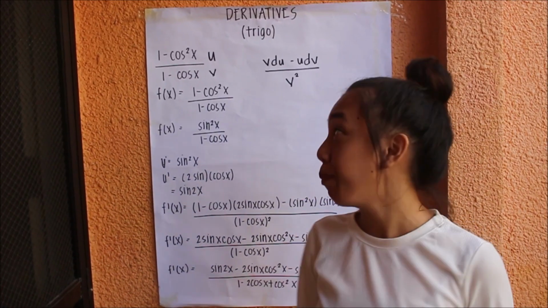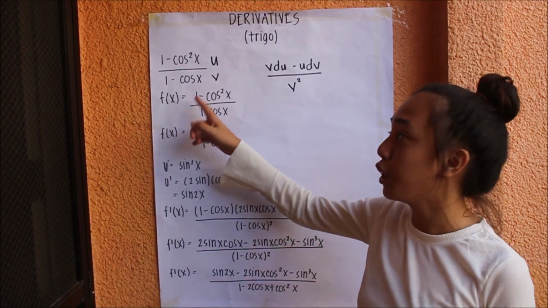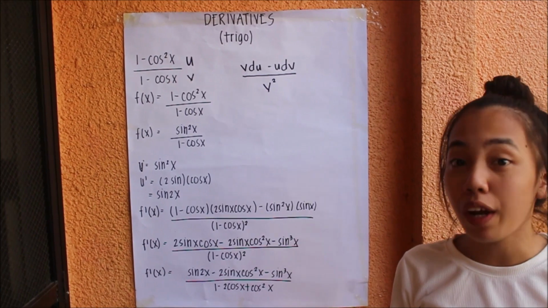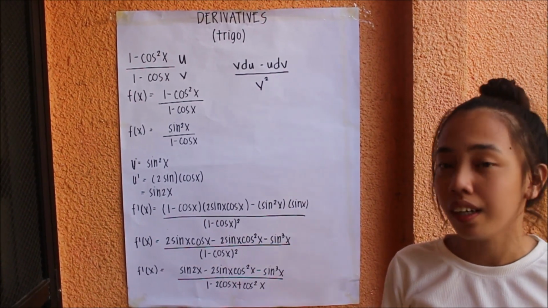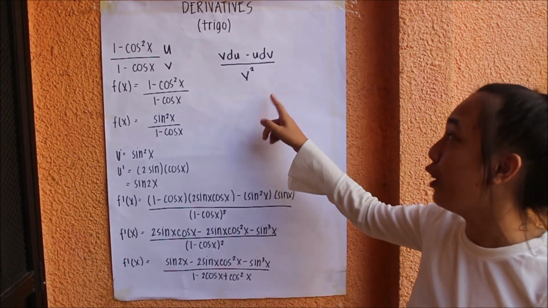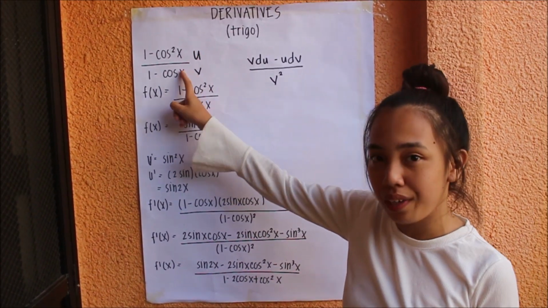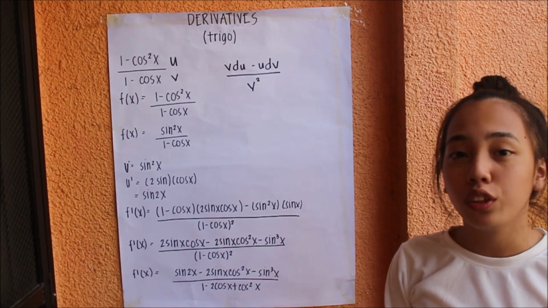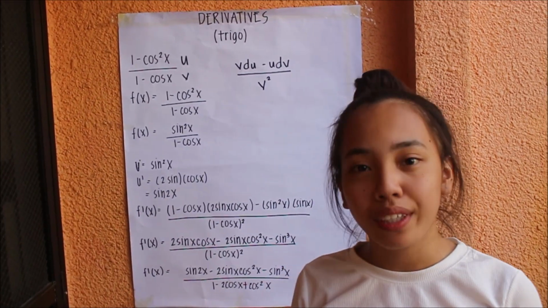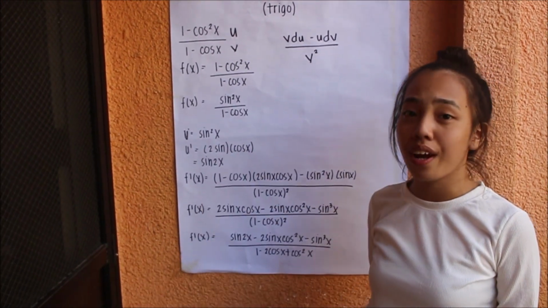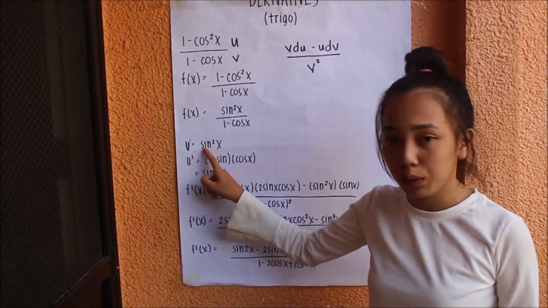So for our second example, we have 1 minus cosine squared x over 1 minus cosine x. Since it is a fraction, we are going to use the formula v du minus u dv over v squared. So this is our u and this is our v. After that, we are going to find the derivative of u and v. So the derivative of u is this one and the derivative of v is this one.